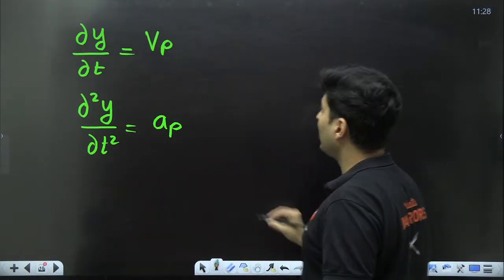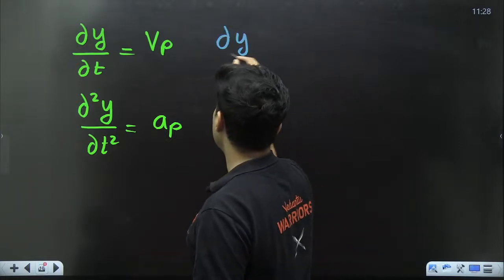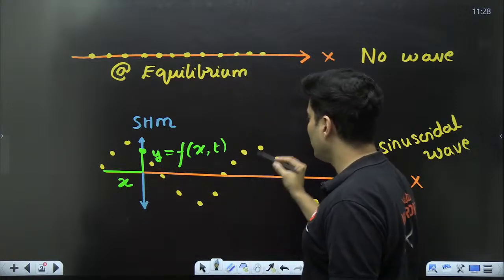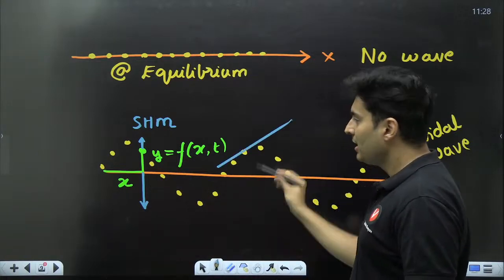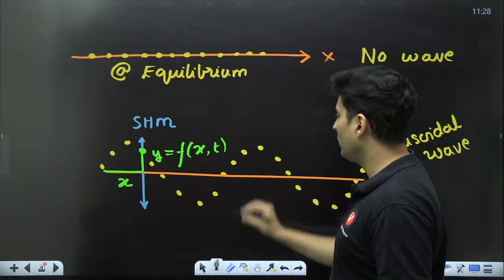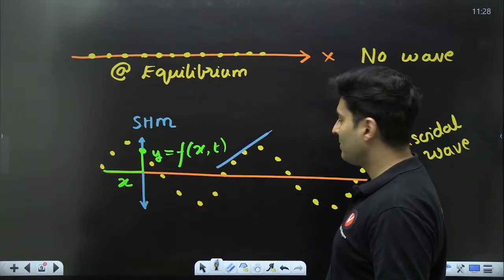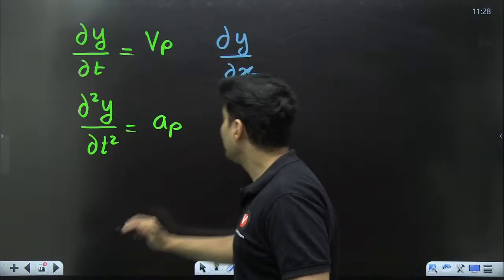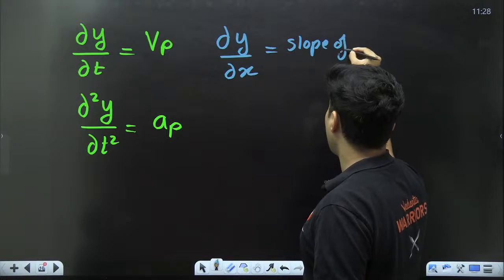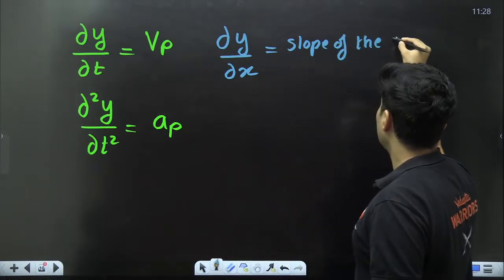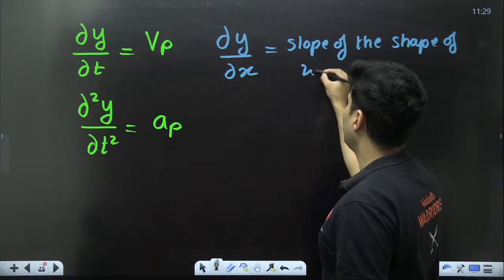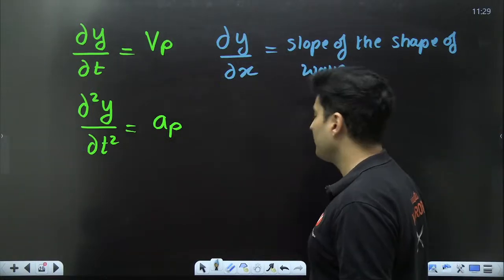If I by chance take dy by dx, what it tells me is, if I draw a tangent, the rate of change of y with respect to x. It is just going to give me the slope of the shape of the wave, of the particular wave which is traveling.